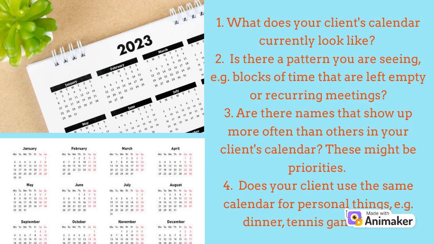What does your client's calendar currently look like? Is there a pattern you are seeing, for example blocks of time that are left empty or recurring meetings? Are there names that show up more often than others in your client's calendar? These might be priorities. Does your client use the same calendar for personal things, for example dinner, tennis games, etc.?